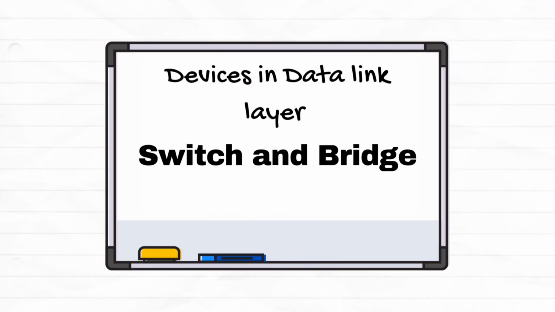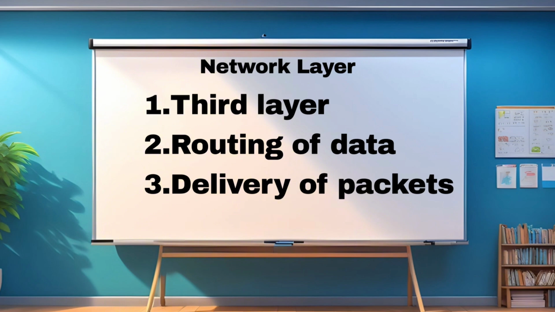Data link layer devices are switch and bridge. The network layer, Layer 3, in the OSI model ensures that data packets are delivered from the source to the destination across multiple networks. It manages routing to ensure efficient delivery.